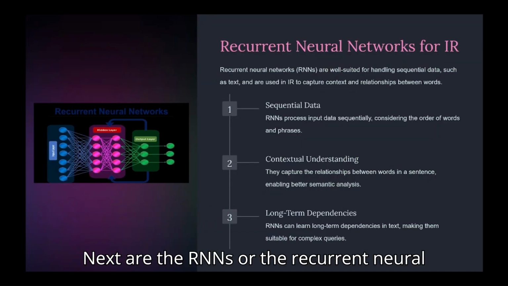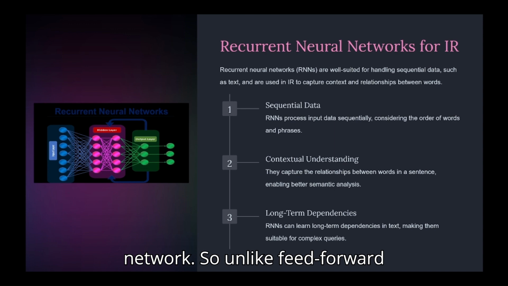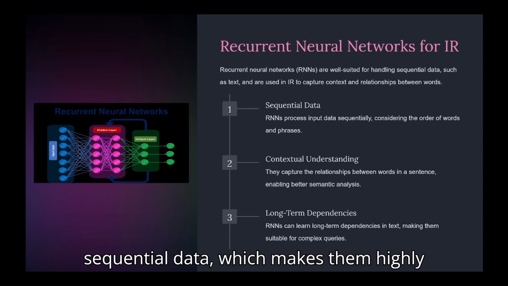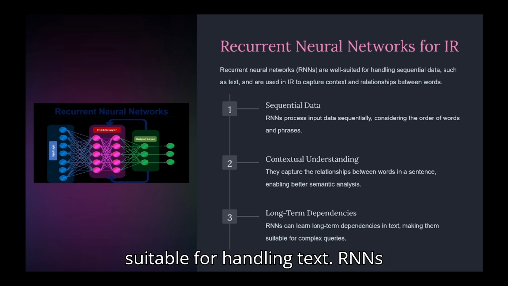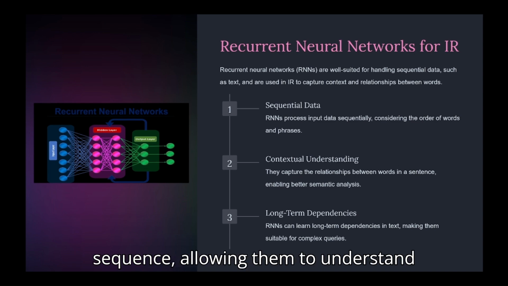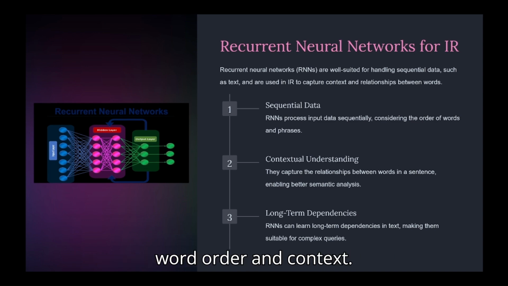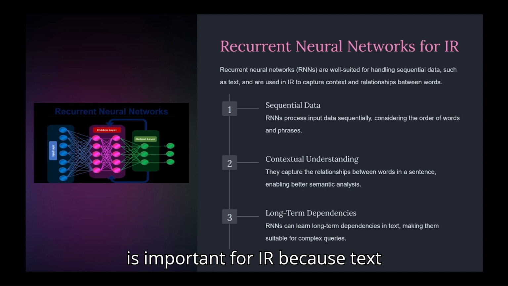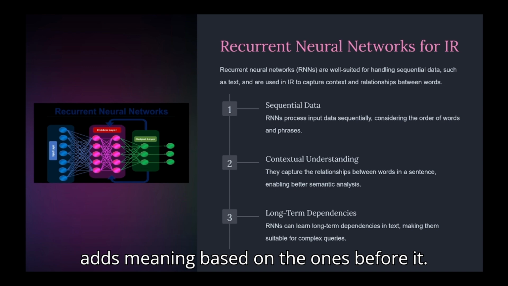Next are the RNNs, or the recurrent neural networks. Unlike feed-forward networks, RNNs are designed to process sequential data, which makes them highly suitable for handling text. RNNs retain information from earlier in the sequence, allowing them to understand word order and context. Since they handle data in sequence, which is important for IR because text is inherently sequential, each word adds meaning based on the ones before it.